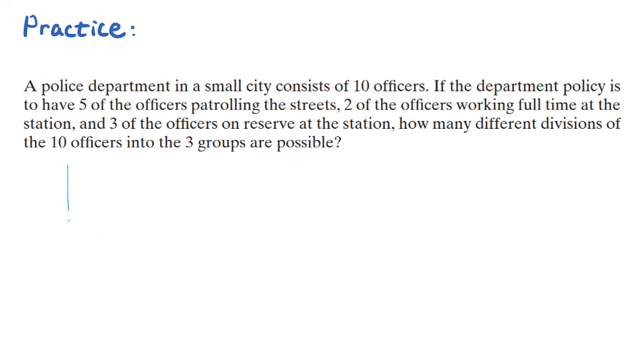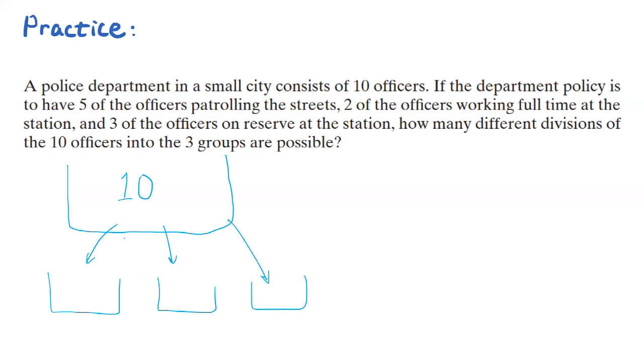Okay, so in this question, in a large group, we have 10 officers, right? And the task is to assign these 10 different officers into 3 small groups. The first group is patrolling the street. The size of this group is 5, and the next small group is working full-time at the station, which has a size of 2. And the third small group is on reserve at the station, and the size is 3, right? So the task is to assign from a large group into several small groups.